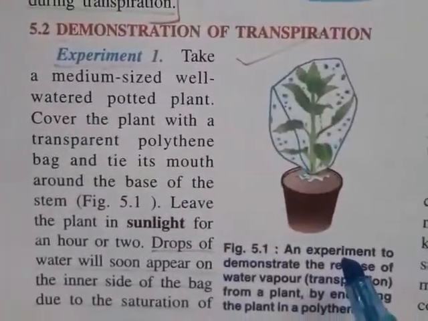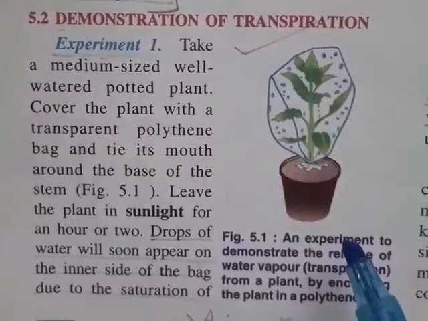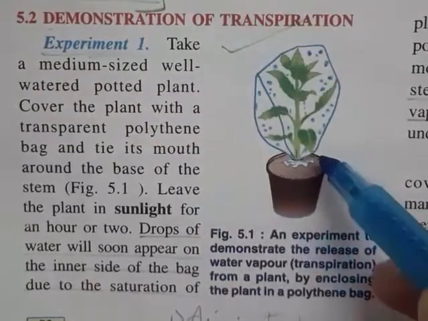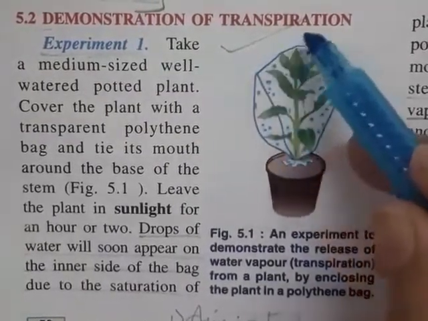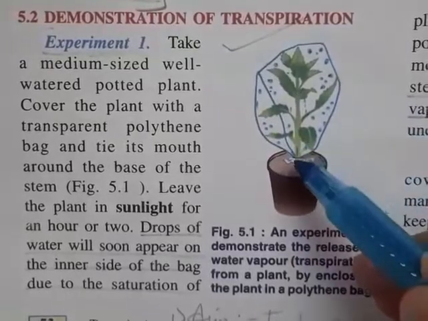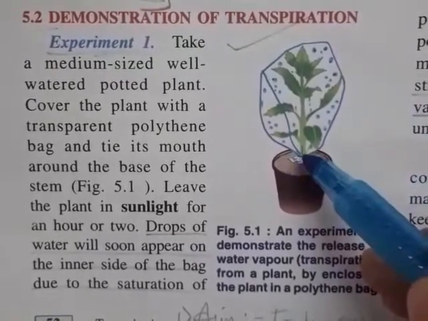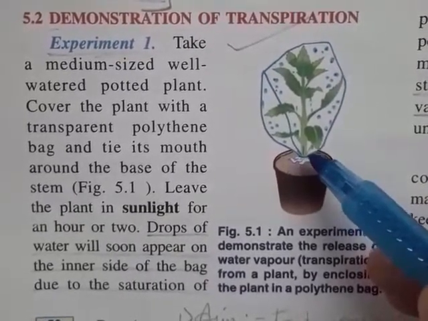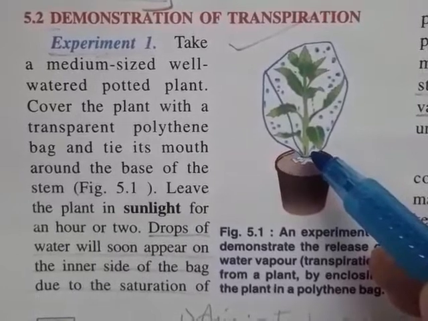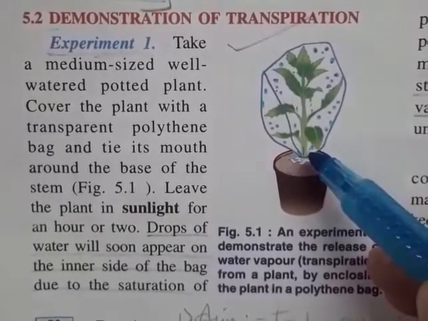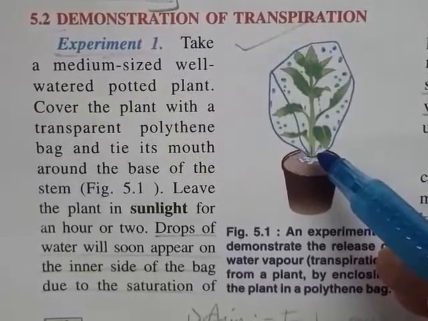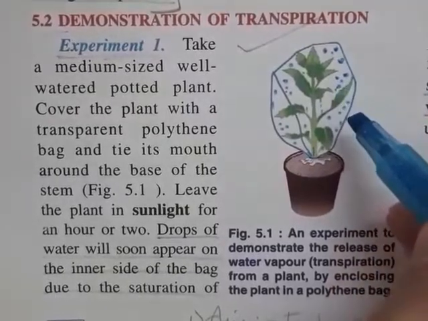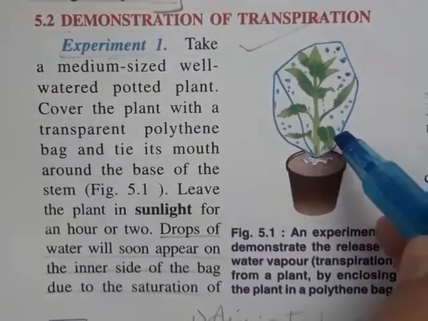Demonstration of transpiration. You have the first experiment here. You can see in the figure a potted plant, and the plant is covered with a poly bag tied at its mouth around the base of the stem. When I leave this plant in the sunlight for an hour or so, what will we observe? Drops of water, they appear on the inner side of the poly bag.